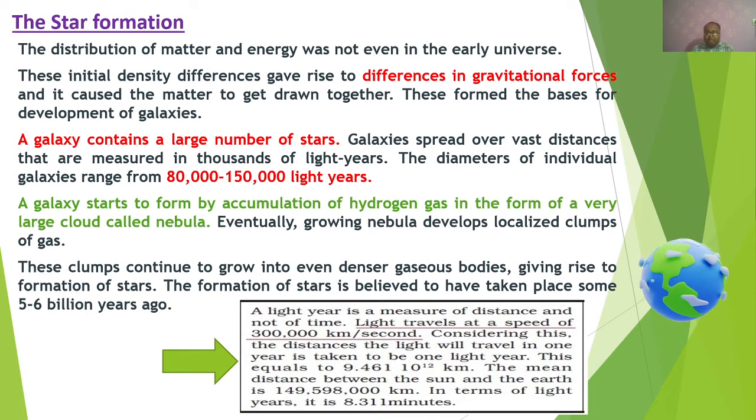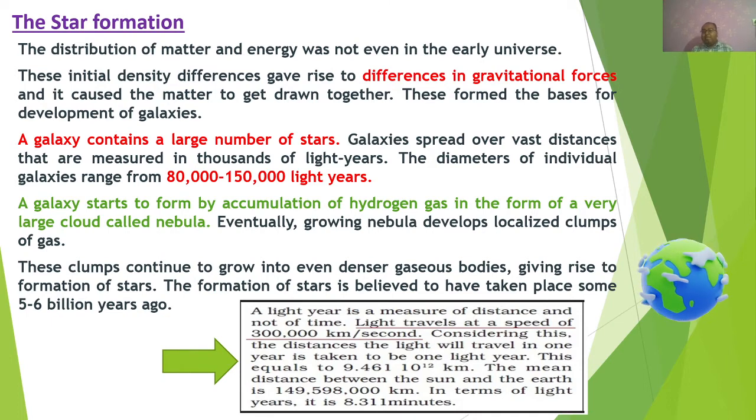So what is a light year? Below you can see a box I have added. A light year is a measure of distance and not of time. Light travels at a speed of 300,000 kilometers per second. Considering this, the distance light will travel in 1 year is taken to be 1 light year. This equals 9.461 × 10^12 kilometers.